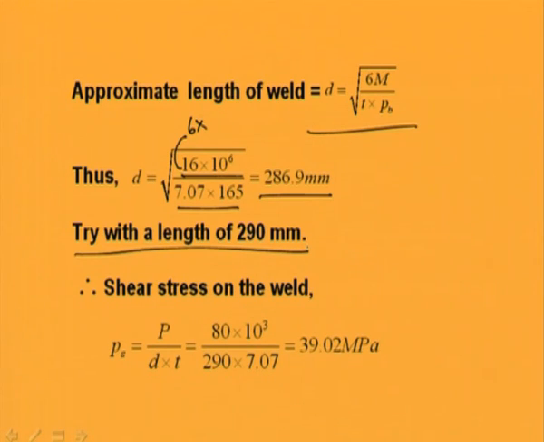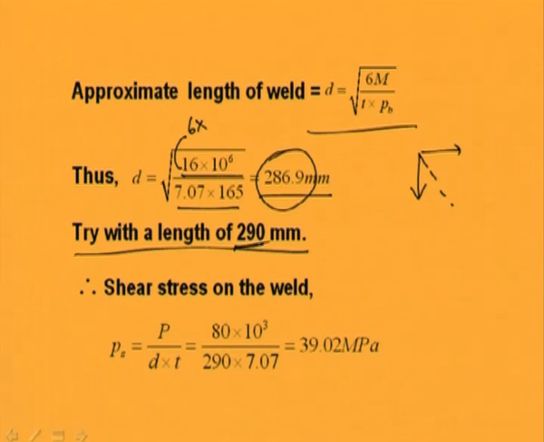Why are we trying this? Because we do not know whether 290 millimeter will be sufficient or not, because only from the moment point of view we have calculated the length. Now direct shear is there, moment is there, so its equivalent is there. So we are not very sure whether this will be okay or not, so we have to check this. We are trying with a length of 290.